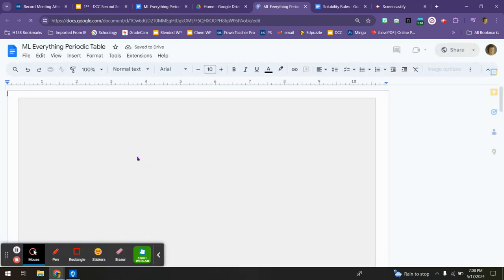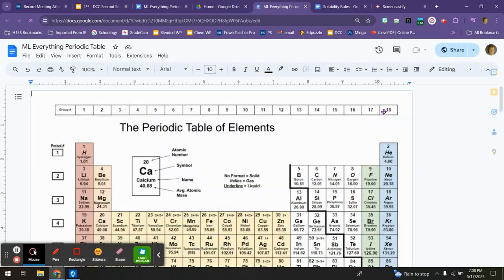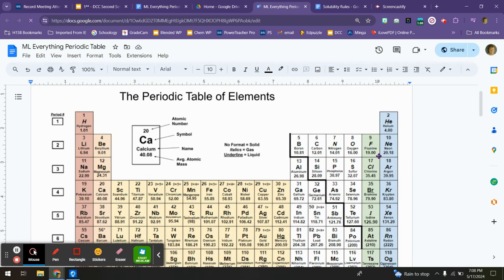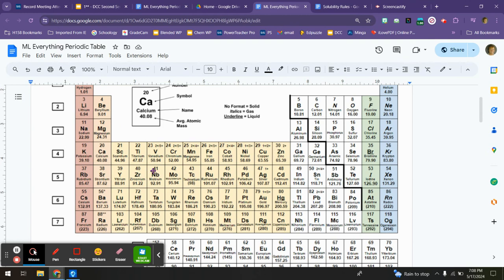Okay, so what you have to remember once this loads is that these first 2 groups are the s electrons. These 6 groups over here are the p block. Then in the middle, the transition elements are the d block. Okay, and we're not going to do anything more. You won't have to do anything greater than the d electrons.